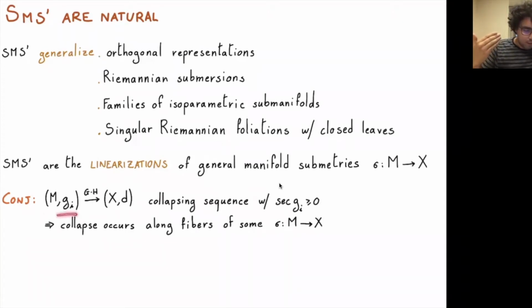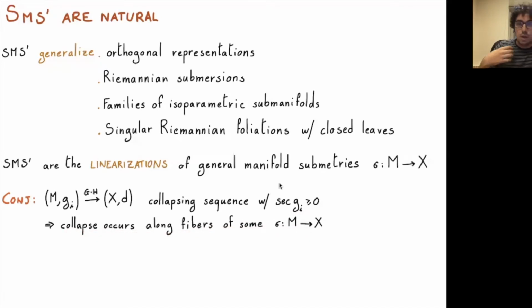So again, this is a conjecture that says that if we have a sequence of Riemannian metrics on a fixed Riemannian manifold, and let's say that this sequence has a uniform lower bound on sectional curvature, let's say non-negative sectional curvature, and the sequence collapses, so it converges in the Gromov-Hausdorff sense to a metric space of dimension strictly lower. Then the conjecture is that this collapse occurs somehow along the fibers of a manifold submetry.